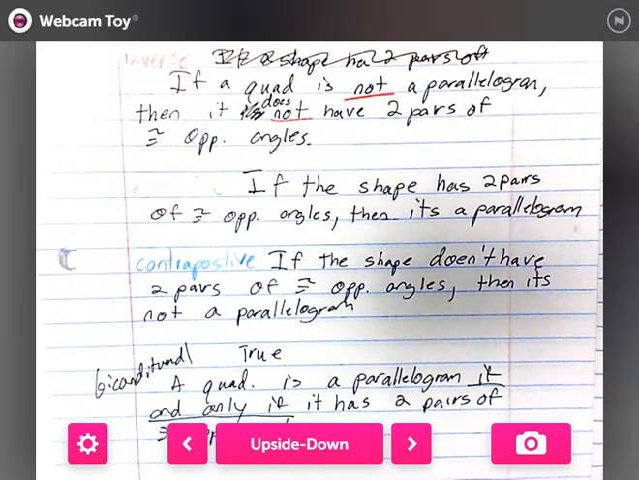Therefore, we can use a biconditional. A biconditional has what words in it? There we go. If and only if. So a quadrilateral is a parallelogram if and only if it has 2 pairs of congruent opposite sides.